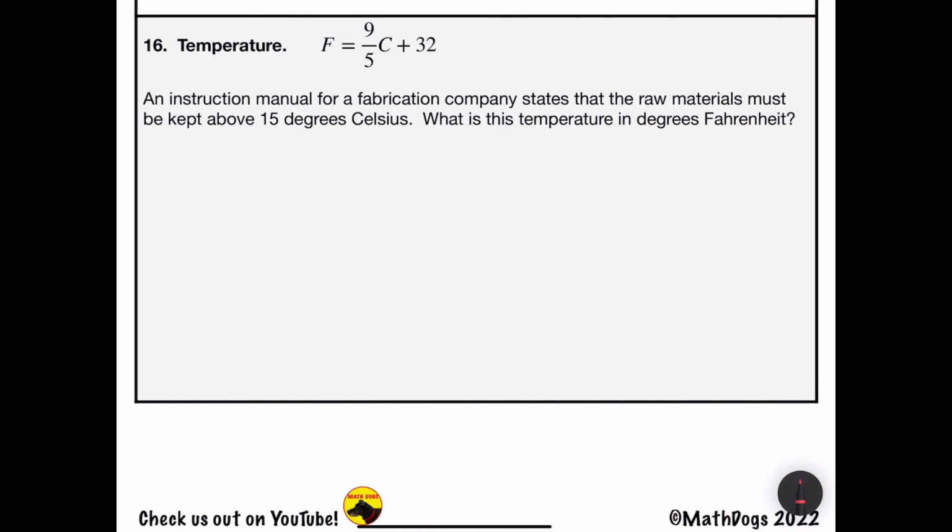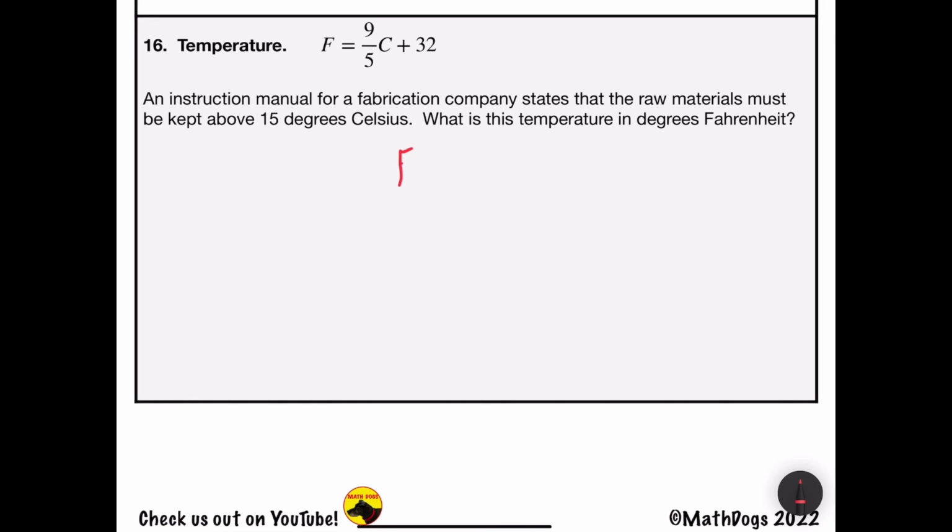Number 16 is also temperature, but this time we're converting from Celsius to Fahrenheit. This problem says an instruction manual for a fabrication company states that the raw materials must be kept above 15 degrees Celsius. What is this temperature in degrees Fahrenheit?